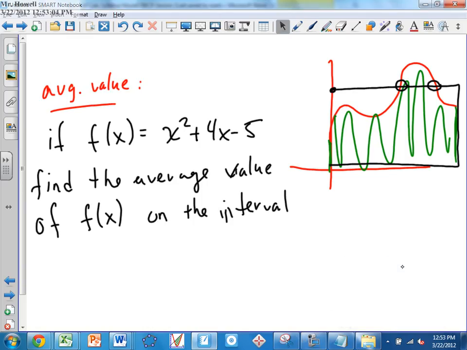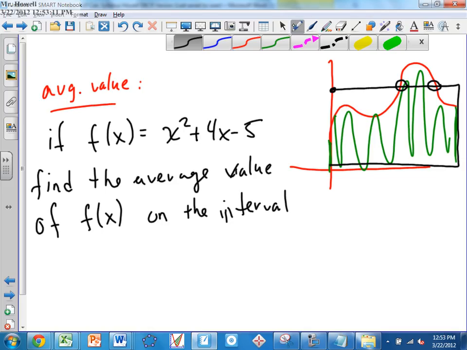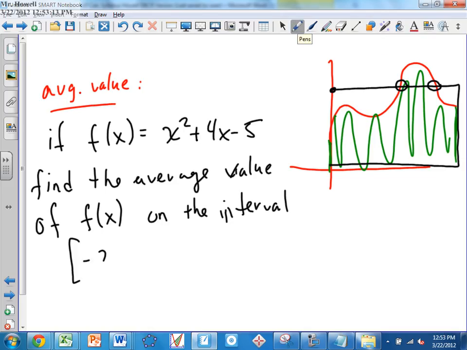Average value. If f(x) equals x squared plus 4x minus 5, find the average value on the interval -2 to 5. The follow-up might be, when does the actual function have this average value, which is finding those intersections. Okay, let's start with this one first.